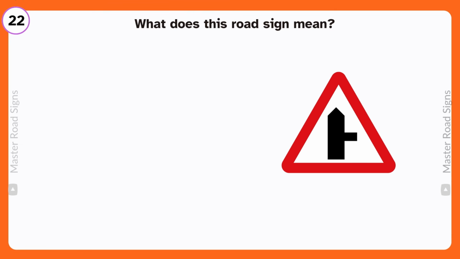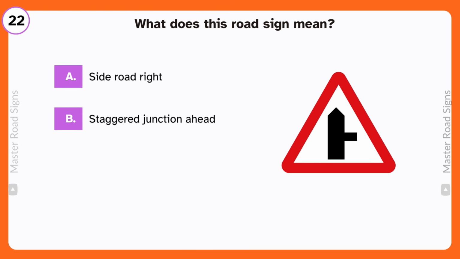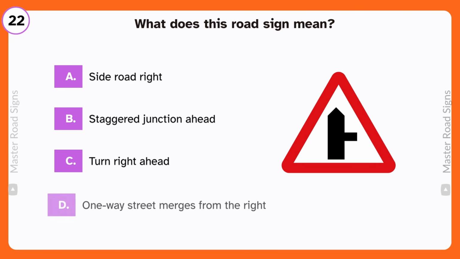Question 22. What does this road sign mean? Option A. Side road right. Option B. Staggered junction ahead. Option C. Turn right ahead. Option D. One-way street merges from the right.